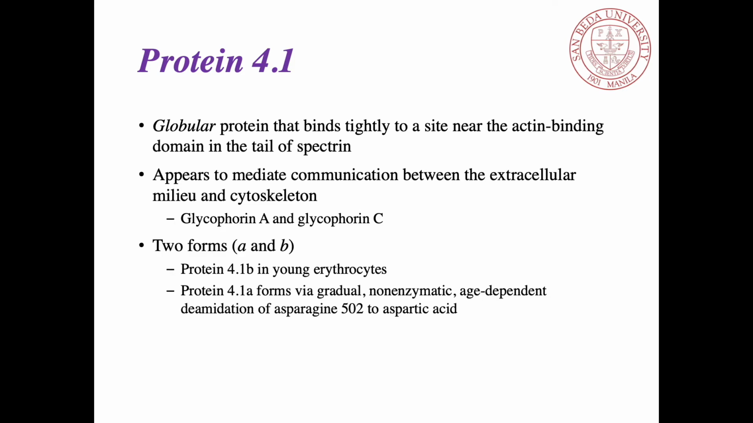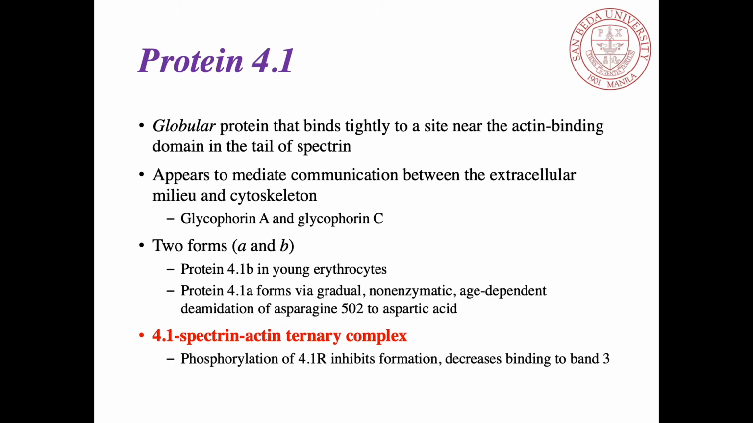Protein 4.1 has two forms. The 4.1b form is found in young RBCs. Over time, the asparagine residue in the 502 position of the protein 4.1 polypeptide undergoes age-dependent non-enzymatic deamination, with subsequent conversion to aspartic acid, resulting in the formation of the 4.1a form of protein 4.1. Whether or not this has something to do with RBC aging and signaling for the spleen to remove senescent RBCs from circulation, we do not know.